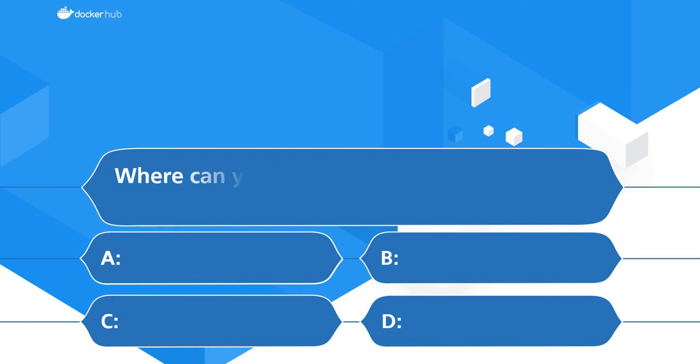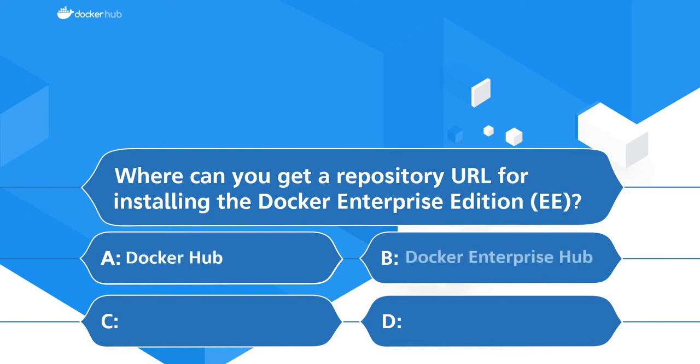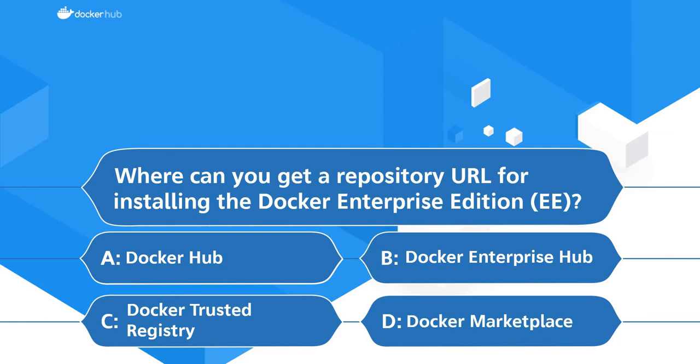Where can you get a repository URL for installing the Docker Enterprise Edition? A. Docker Hub. B. Docker Enterprise Hub. C. Docker Trusted Registry. D. Docker Marketplace. Your time starts now.